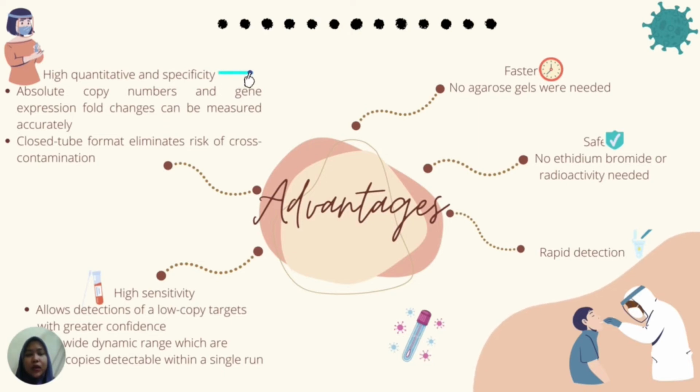Absolute copy number and gene expression fold changes can be measured accurately. Closed tube format eliminates risk of cross-contamination. Second one is high sensitivity. It allows detection of a low copy target with greater confidence and very wide dynamic range, which are 1 to 10 copies detectable within a single run. The next one is RT-PCR is faster because no agarose gels were needed, and it is also safe because no ethidium bromide or radioactive needed. The last advantage is rapid detection.